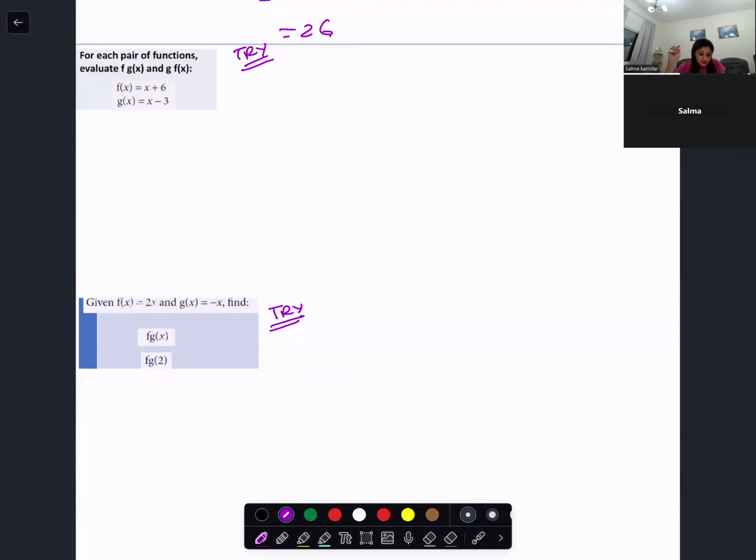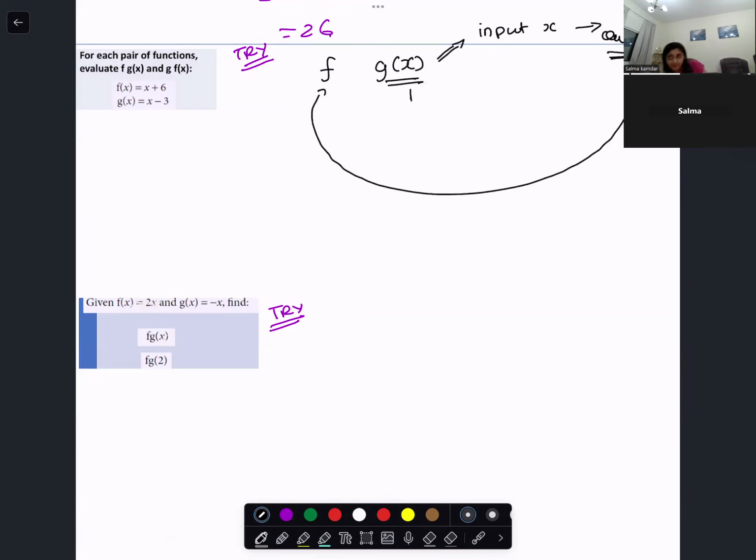So for each pair of functions, I want to evaluate f of g(x). Okay, understand. First, I will calculate the value of g(x). So I will give the input x and I will get the output. The output of the first function would become the input of the other. This you should understand. So the output of g(x) would become the input, it would become the f bracket.